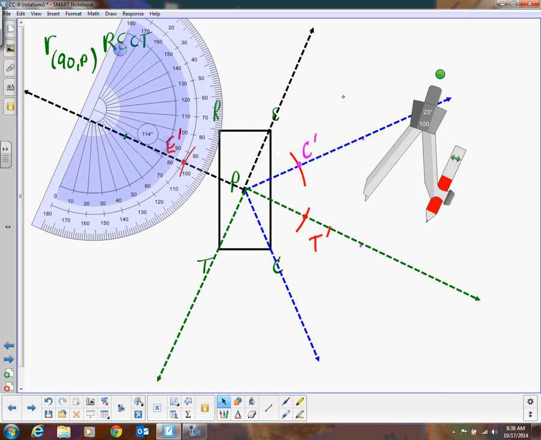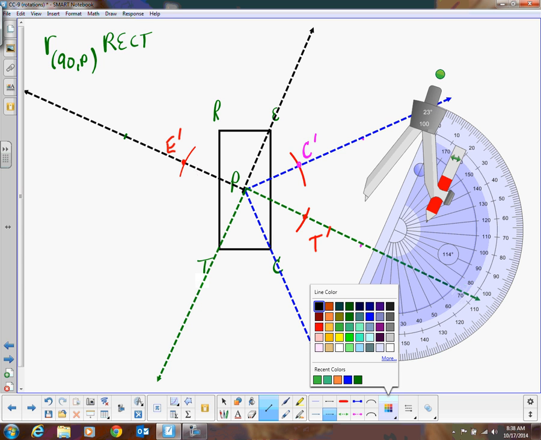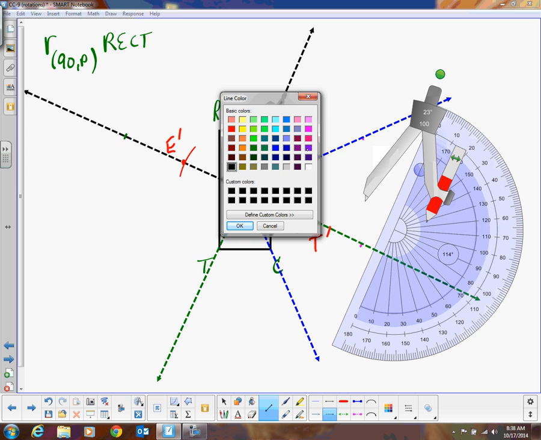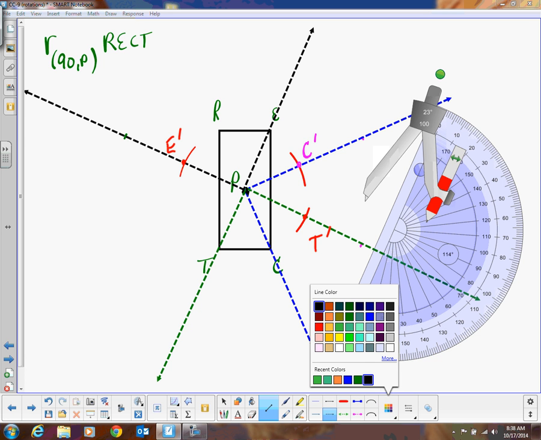Last but not least, what do I have to do? I need a line again. This time we will make it purple. We'll make it a better purple. Is that purple? I don't know. Well, we'll see. All right, so we'll try this again. We're going to do a light purple. All right, so here we go.